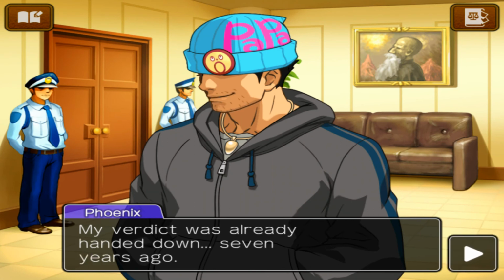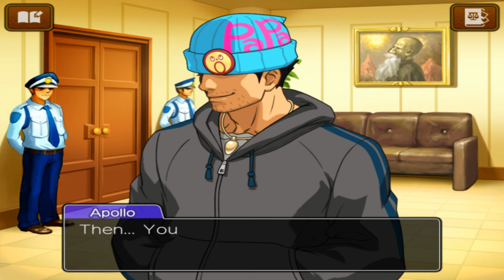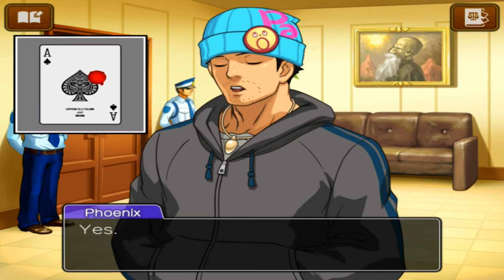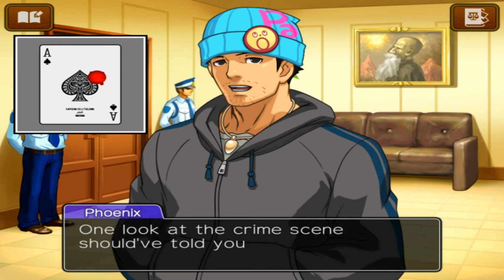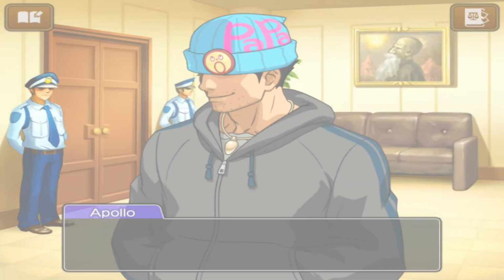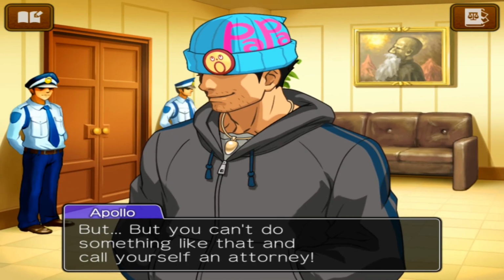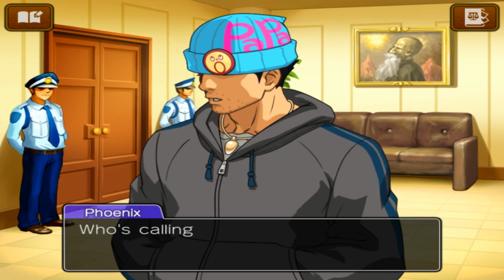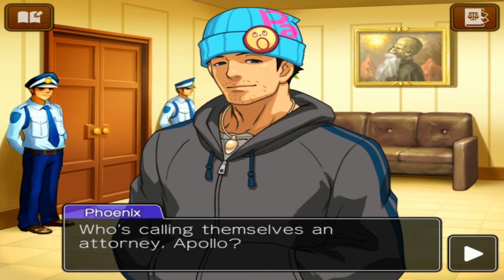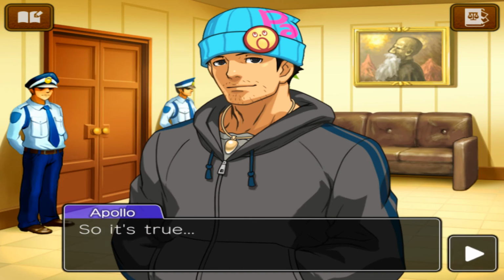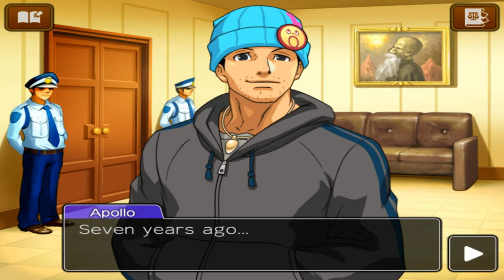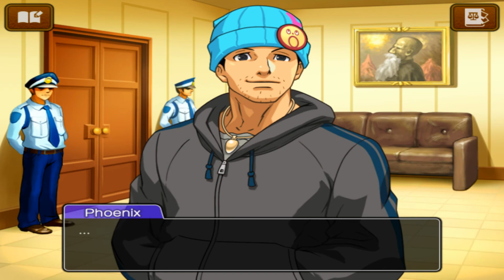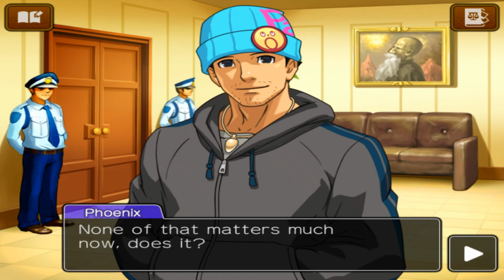My verdict was already handed down 7 years ago. Then, you really... Yes, I forged this card. One look at the crime scene should have told you it wasn't real. But you can't do something like that and call yourself an attorney. Who's calling themselves an attorney, Apollo? So it's true. The rumour is true. 7 years ago. None of that matters much now, does it?